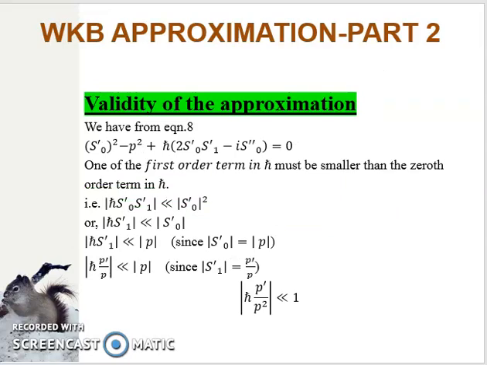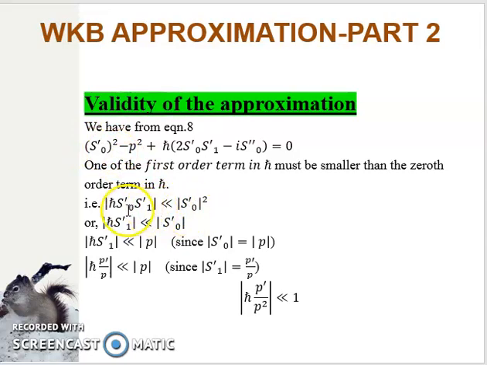Now in this lecture we will talk about the validity of this approximation. So from equation 8, which was equation 8 in the previous lecture, one of the first order terms in h cross must be smaller than the zeroth order term. So if we take this assumption, then this term S0' S1' with this h cross must be much smaller than this term S0' whole squared.